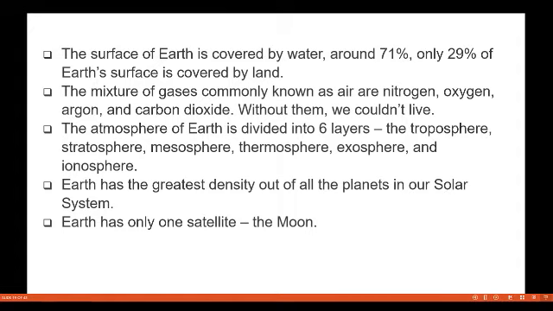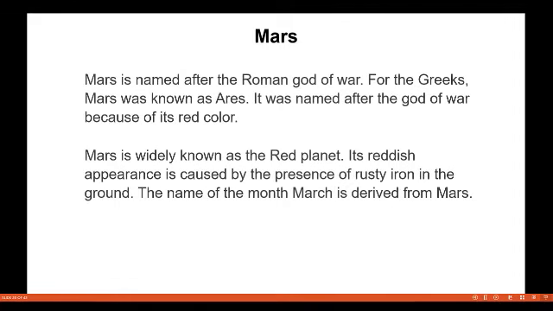The mixture of gases, commonly known as air, nitrogen, oxygen, argon, and carbon dioxide in our atmosphere. Without them, we couldn't live. The atmosphere of Earth is divided into 6 layers. That is the troposphere, the stratosphere, the mesosphere, the thermosphere, exosphere, and the ionosphere. Earth has the greatest density out of all the planets in our solar system. Earth has only one satellite, that is the beautiful moon.